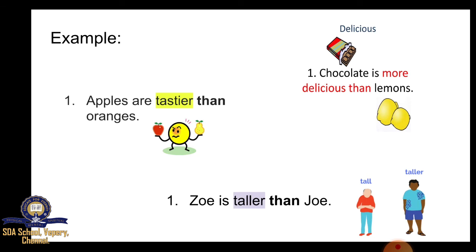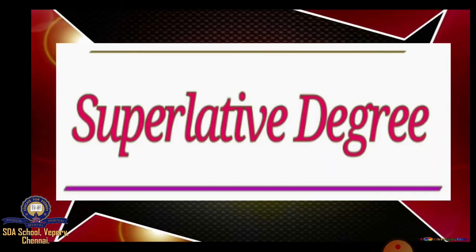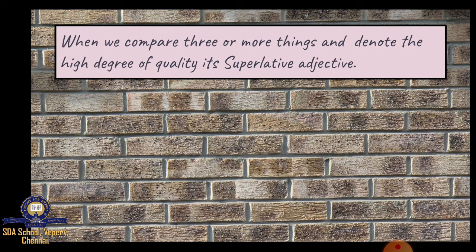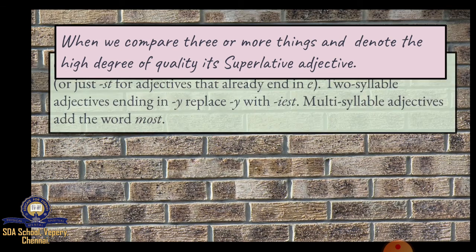So first, positive is when you mostly don't make a comparison. Secondly, comparative is when you make comparison between 2 or 3 nouns. Third comes the superlative degree of comparison. So let's see what is the superlative degree of comparison. When we compare 3 or more things and denote the high degree of quality, it's a superlative adjective. So here you compare 3 or more than 3. So what's the rule here?